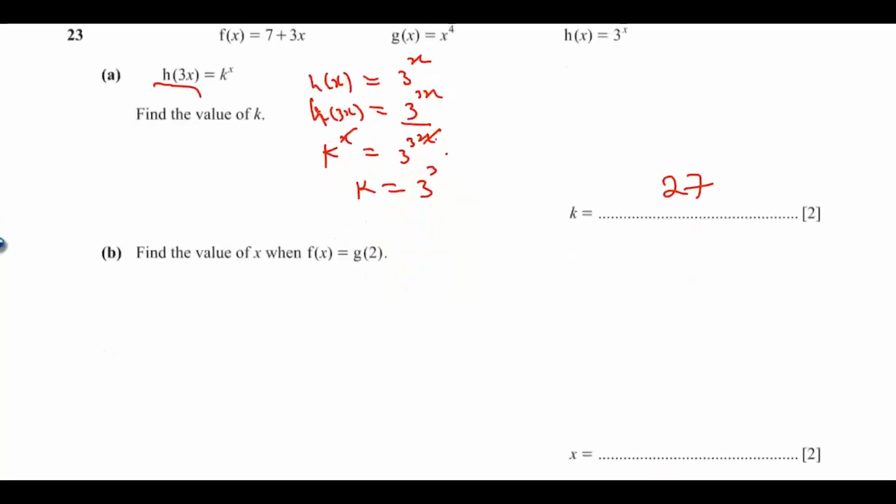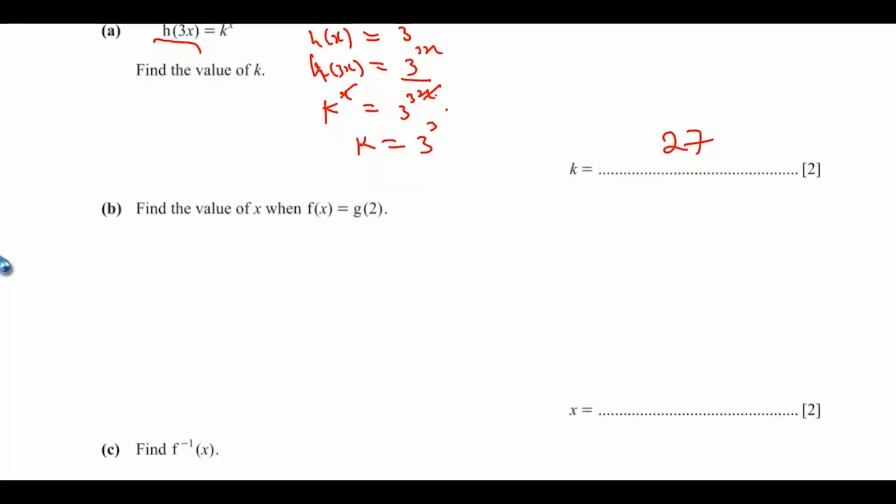So let's go to part B. Find the value of x when f of x equals g of 2. So the first thing is to get g of 2. We know that g of x is equal to x to the power of 4. Then g of 2 will be equal to 2 to the power of 4, which is equal to 16.